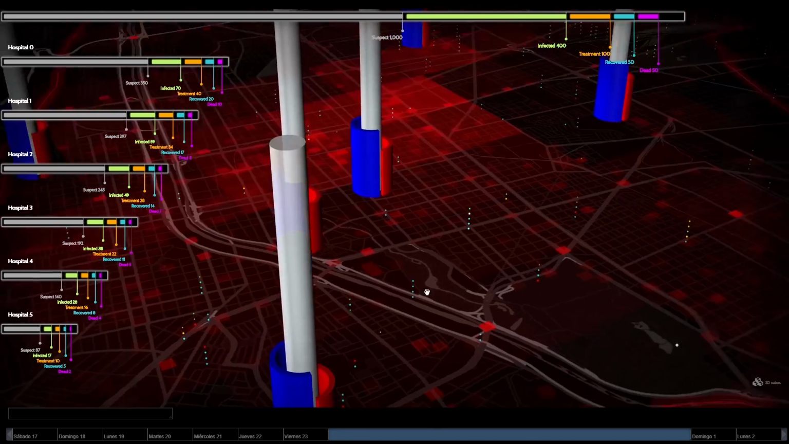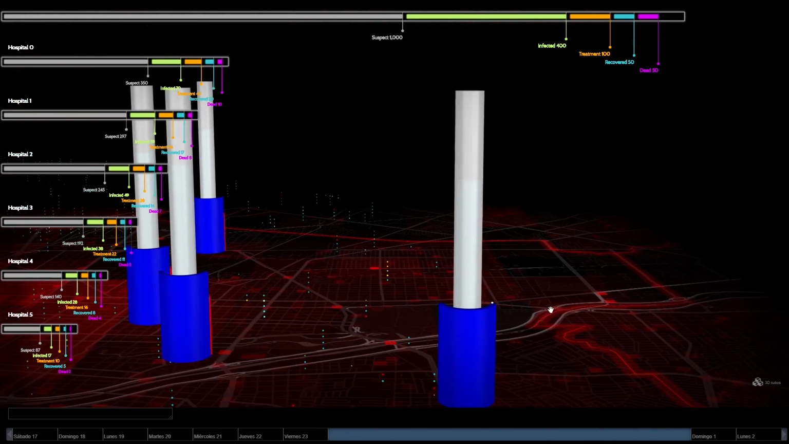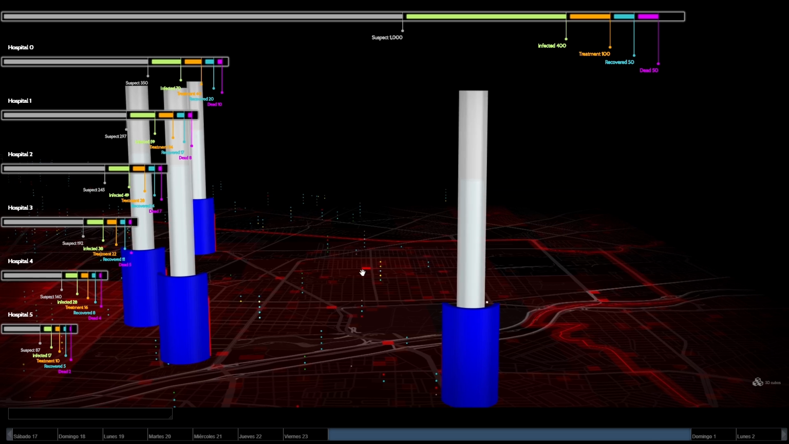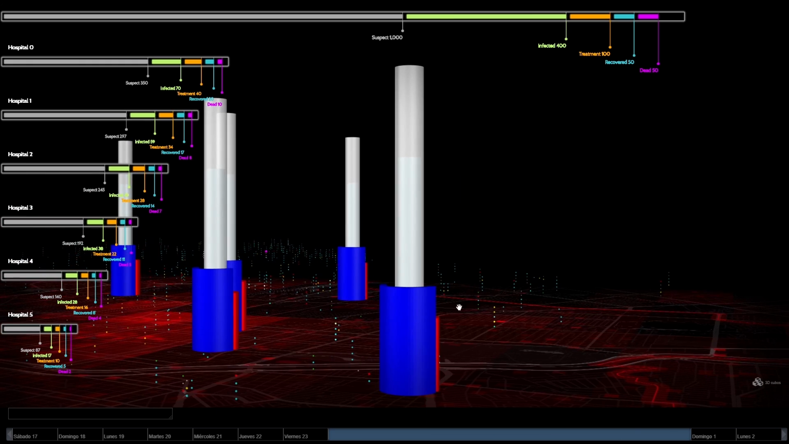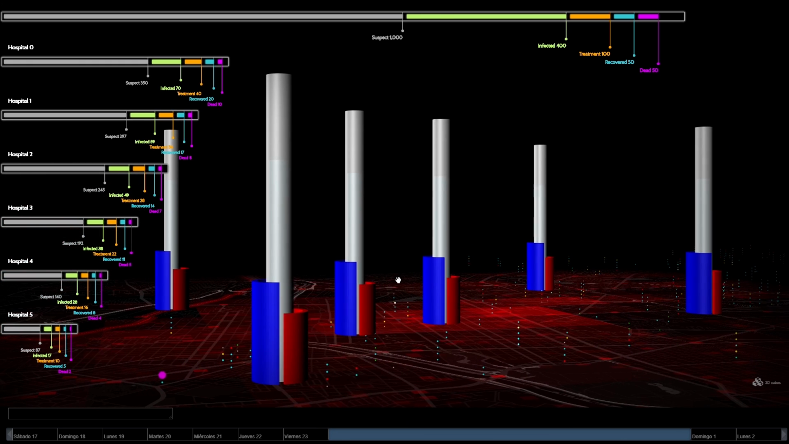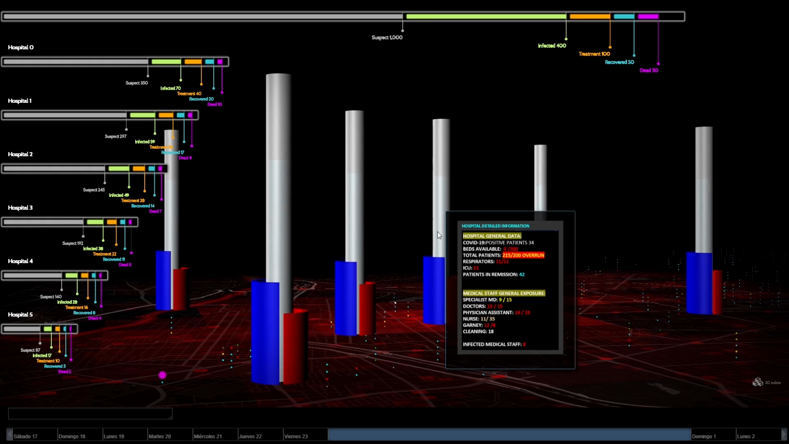We can get a closer look at the hospitals represented by the cylinders in the map. The tallest cylinder represents the maximum capacity of the hospital, and we can click and see further detail where we can see available beds, respirators, number of patients they can support, and also the medical staff information where we can see who's available and who's not. We can compare all the hospitals within the city.